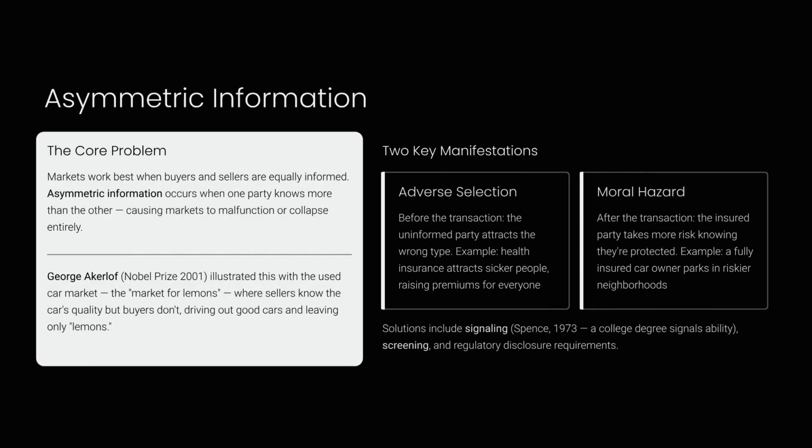Asymmetric information occurs when one party knows more than the other, causing markets to malfunction. George Akerlof illustrated this with the market for lemons, used cars, where sellers hide quality, driving out good cars.